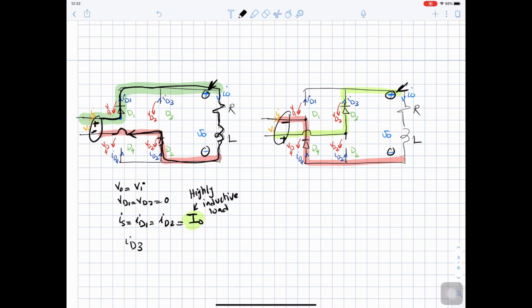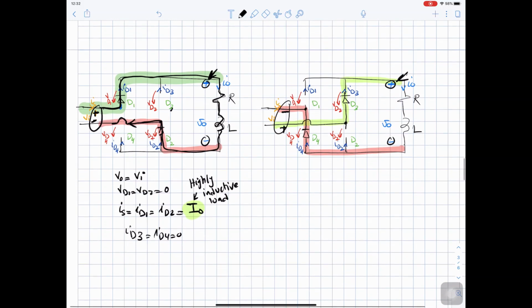I diode 3 equal I diode 4 equal 0. This is diode 3. So now we have an expression for all the variables. In this situation here, V out will equal negative Vn because you flipped. If you do KVL here, this is V source, you can see that V out plus V source equals 0, or V out equal negative Vn.